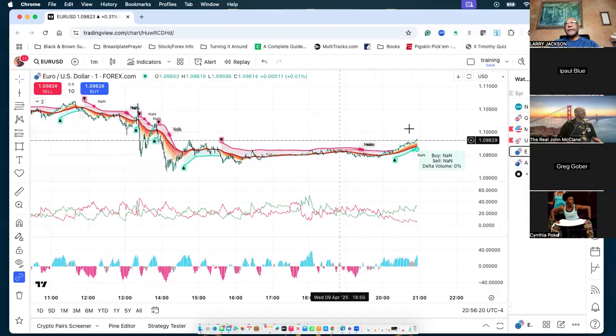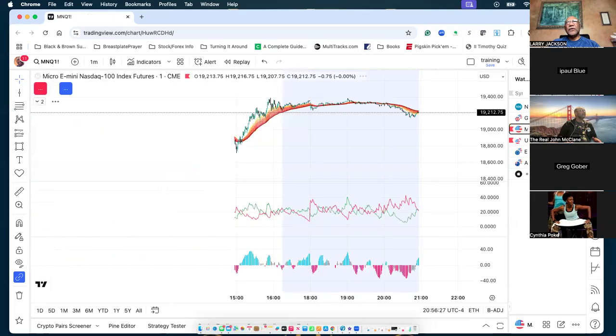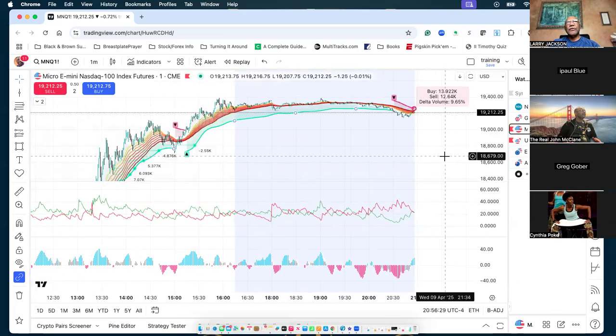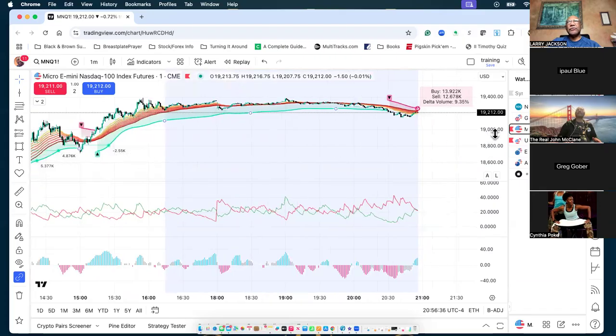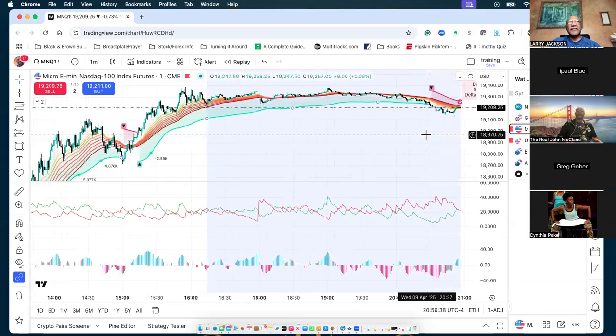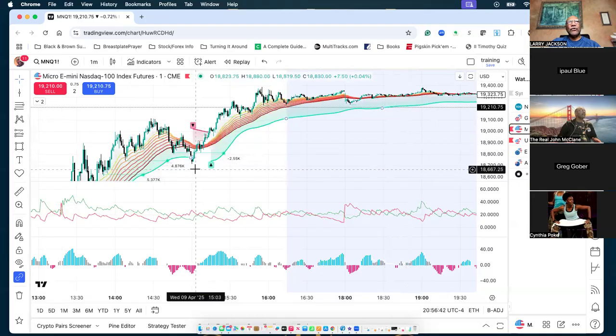So the delta meter isn't working on this. I don't know why, but let me go over here to the micro E-mini NASDAQ 100. Now, that's moving slow because it's after the time.